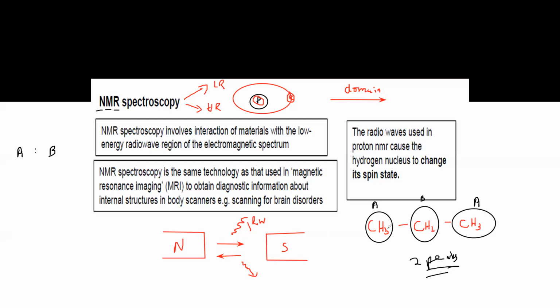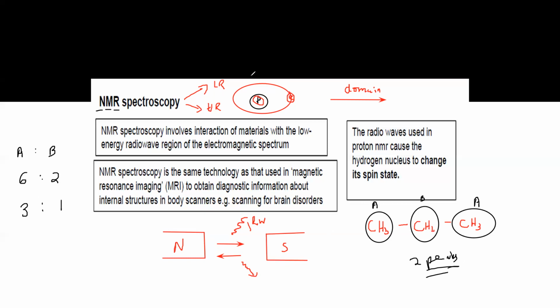And the relative intensity: 3 and 3, 6. There are 6 hydrogen in environment A and there are 2 hydrogen in environment B. So what is the simplest ratio? The simplest ratio will be 3:1.